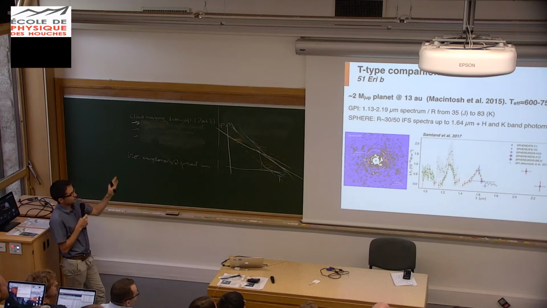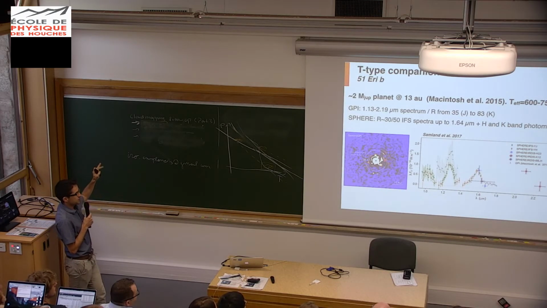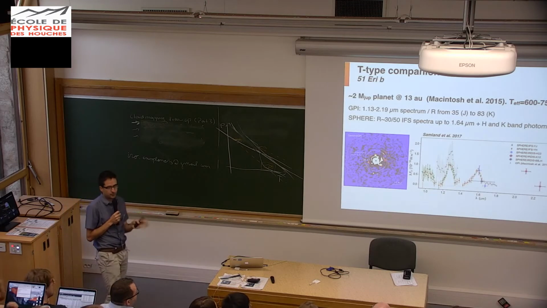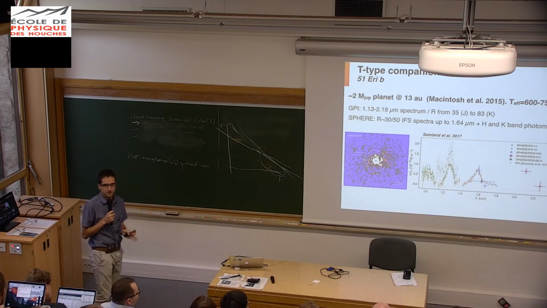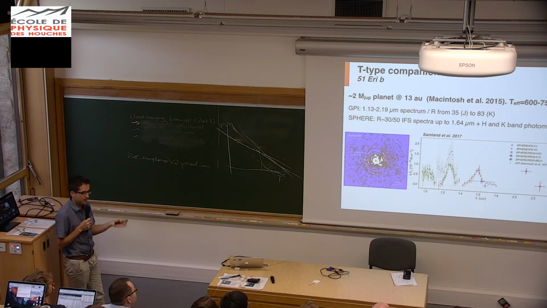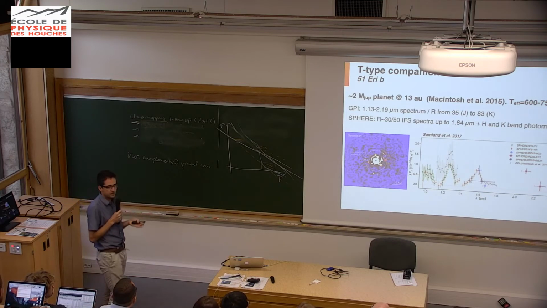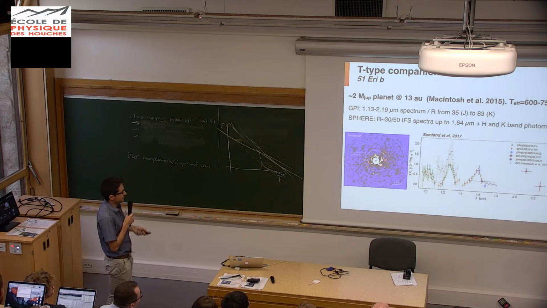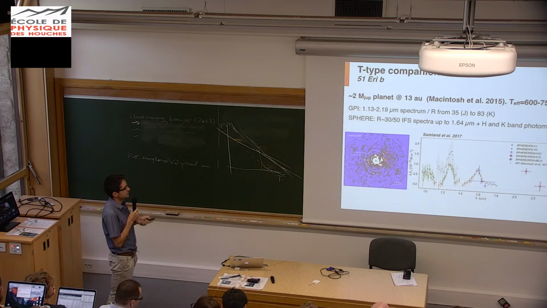Then let's move to the objects which are a bit colder, with a temperature between 700 kelvins and 500 kelvins. Okay, so we're entering the T-type regime where you expect to find methane absorptions, and we're actually finding some methane for these objects. So one of the first planets actually detected with the new planet imager instrument was 51 Eri b, and it was this kind of T-type object. So it was really a breakthrough result.